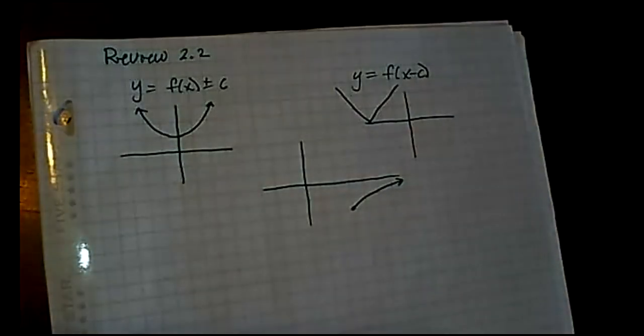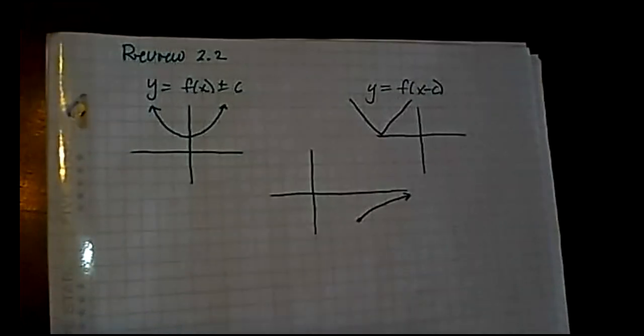All right. So we're going to talk about section 2.3 today, which is talking a little bit about vertical stretching and shrinking or compressing. So again, we're just talking about transformations of graphs, a lot like what we talked about in 2.2. But I wanted to just do a quick review over 2.2 and talk you through this a little bit again.